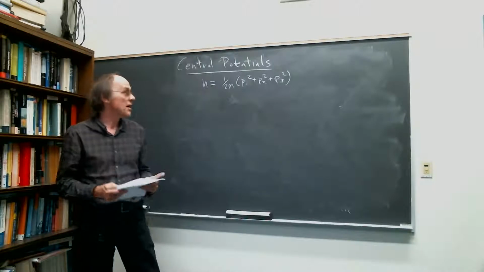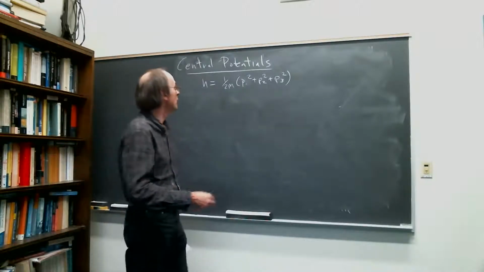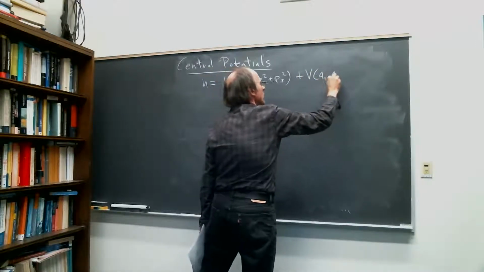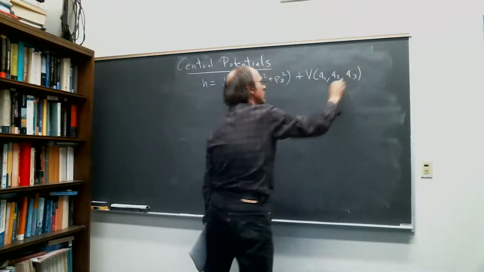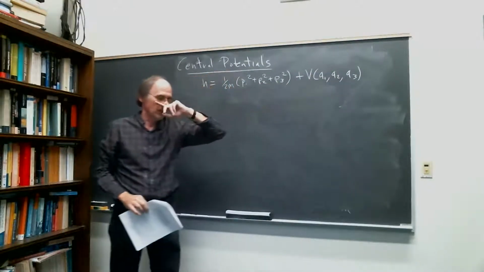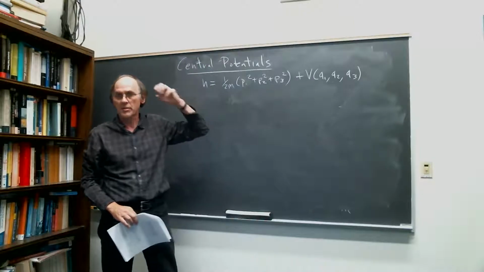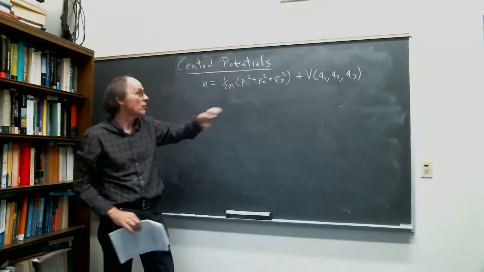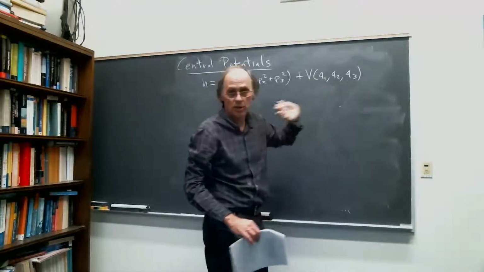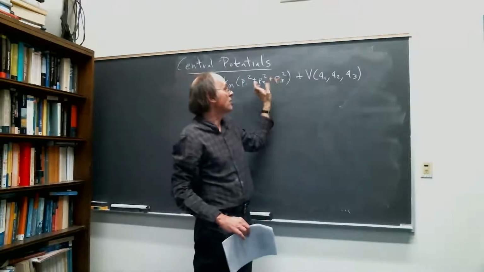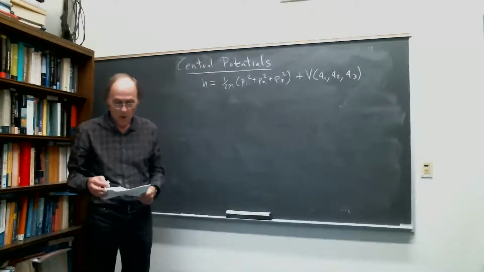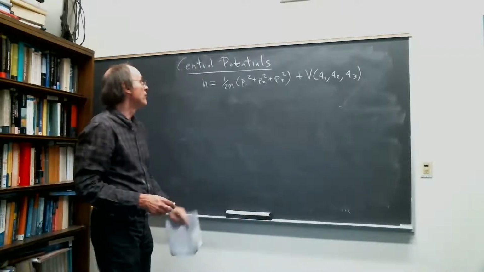So you pick a potential, some function V of q1, q2, and q3. This is the kind of general classical mechanical system, a simple one that you normally talk about, which is a particle with some kind of potential, and you have to understand its motion in this potential.